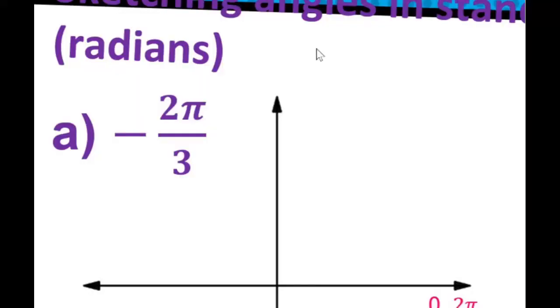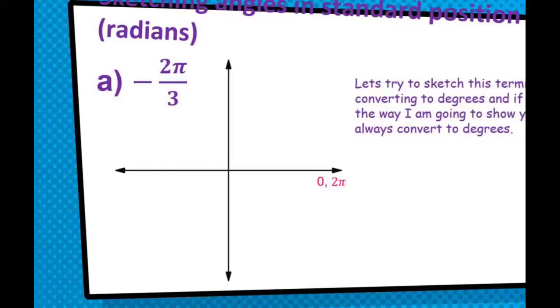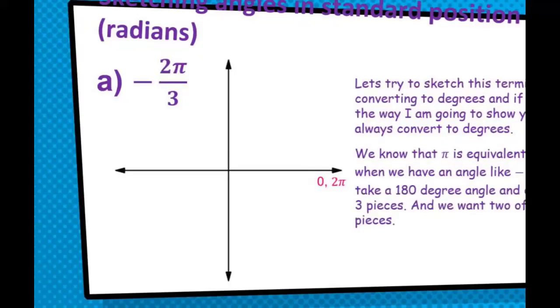We're going to start by sketching the angle in standard position using the radians. And we're given negative 2 pi over 3. Before we actually convert, because I would like to avoid you converting if at all possible, let's think about this another way. If you need to convert to degrees to sketch these, that's fine. We should note that this is going clockwise, so our rotation should be going this direction because our angle measurement is negative.